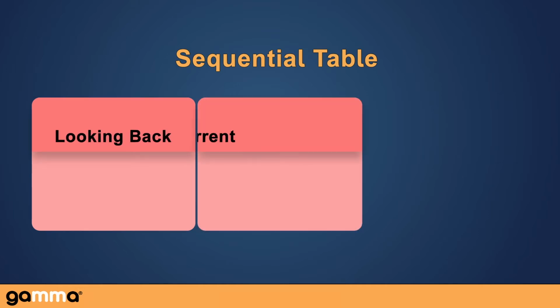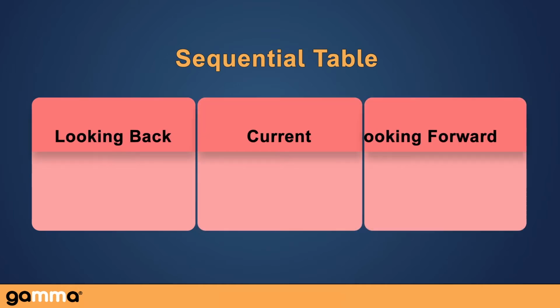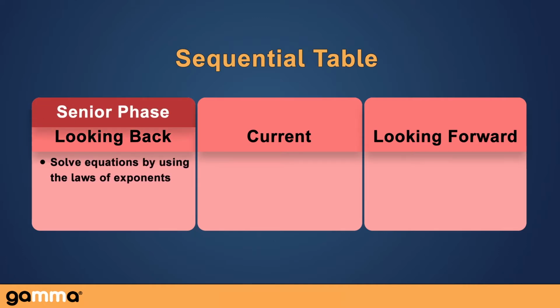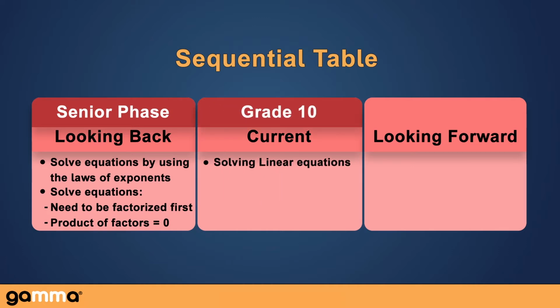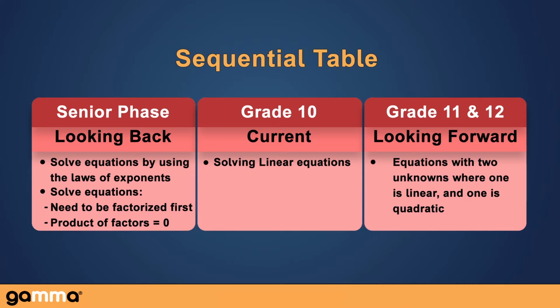Let us now quickly look at our sequential table. This table will tell us what we did in our previous grades, what we'll be doing currently at this grade, and what we'll be doing in our next grades. Looking back at our senior phase, we solved equations by using the laws of exponents. We also solved equations that need to be factorized first and equations where a product of factors is equal to 0. Currently at grade 10, we'll be solving linear equations. In grade 11 and grade 12, we'll be looking at equations with two unknowns where one is linear and one is quadratic.